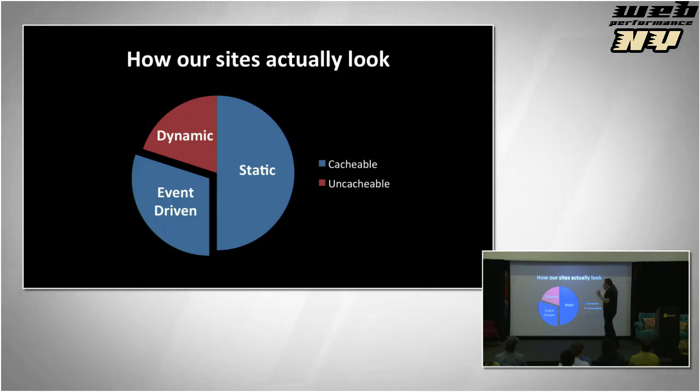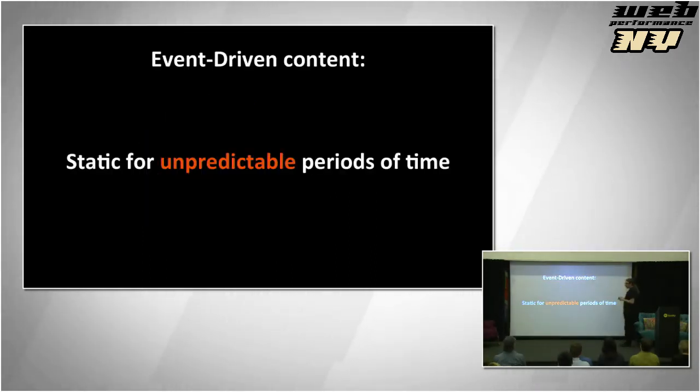And then there's this whole other category that's been sort of growing over the last few years, which we call event-driven content. What's event-driven content? Event-driven content essentially is content that looks dynamic, but it's actually static. The catch is it's static for unpredictable periods of time. This is what that conversation, that ridiculous conversation that I showed you earlier, was trying to pinpoint. You can't predict it ahead of time. It's going to be static, but you don't know how long for.